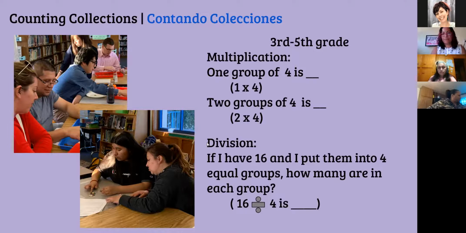It's just connecting it. And so you can use the same counters. And if you have a total of 16 and now you're putting them into four equal groups, how many are in each equal group? And so that just shows the inverse of multiplication and division. But you can use the same collection that you've been counting to show the connection with division.